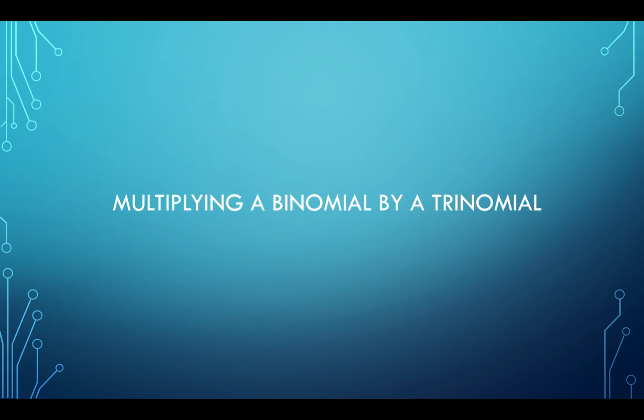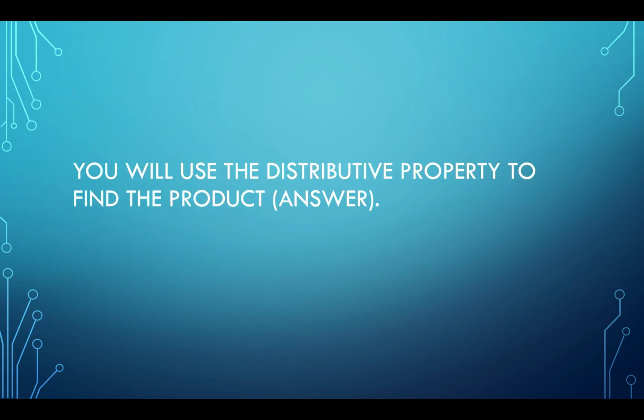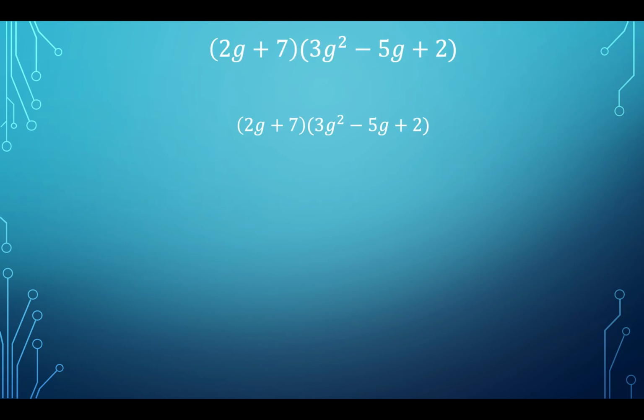So now what happens if we multiply a binomial by a trinomial? We're going to use the distributive property to find the product. Here we have 2g plus 7 times 3g squared minus 5g plus 2. We're just going to distribute this 2g to each and every term in that second set of parentheses, and then go ahead and do the same with the 7.